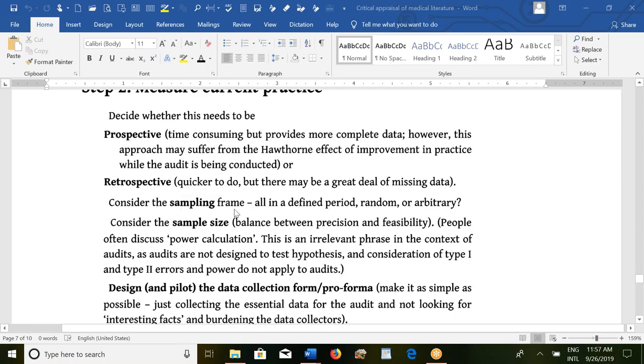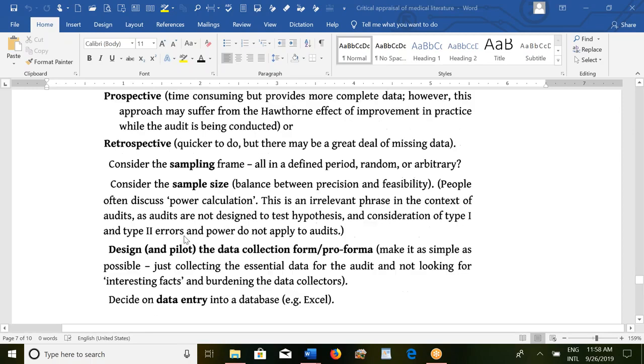So consider the sampling frame: all patients in a defined period, are they random or what. Then consider the sample size. People often discuss power calculation. This is not very helpful. You will just say what the sample size is. You can decide this on the size of the sample, or you can say that we will review our practice when we have 200 patients, or if we are following the patients for 1 year, then we will include them.